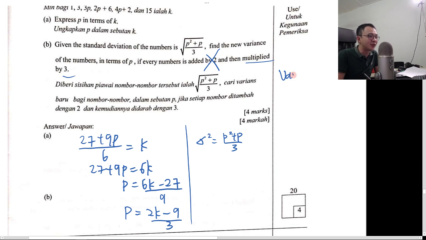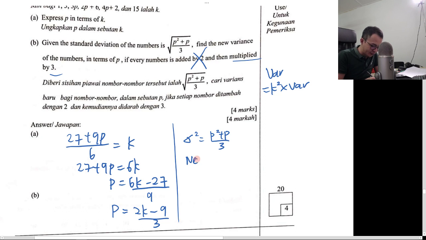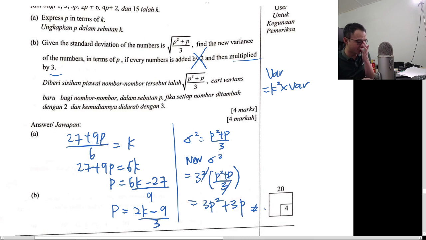For variance, you should know it's always k squared multiplied by the old variance. This is the formula. So I want to find a new variance. So it will equal the multiplier 3 squared multiplied by my p squared plus p over 3. So this is 9, and this one I simplify. It will be 3p squared plus 3p. Alright, this is how we solve this kind of question.